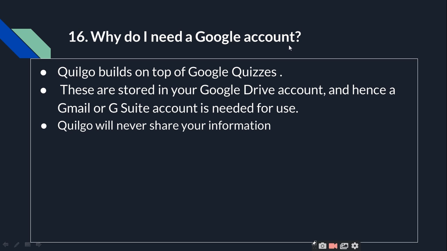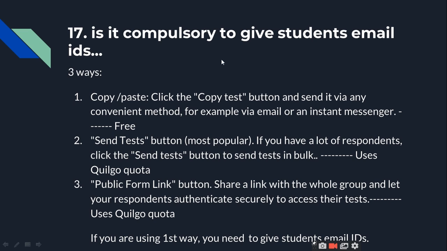Why do I need a Google account? When we are installing Quilgo for our Google Forms, we need a Google account. Why do we need to allow the different permissions? Because we are using our Google Forms, which are stored on your Google Drive. So to access this Google Form and create a test record, a Google account is compulsory, and you need to give this add-on permission to read your Drive data.